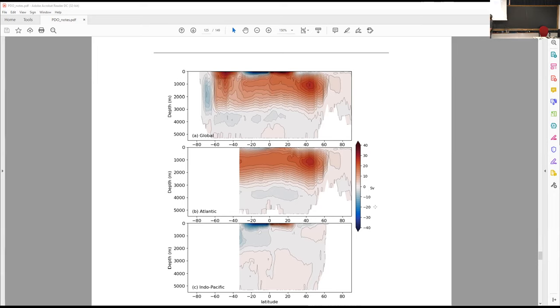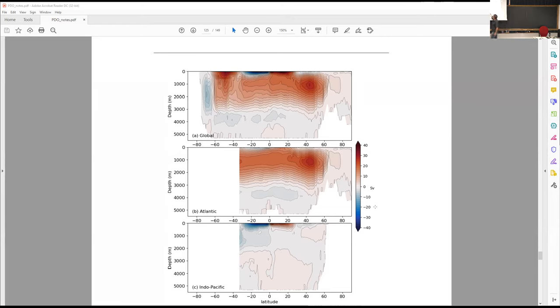Then you have a bottom cell, which is not very well reproduced in this model, but you see. So you have some deep convection in the southern hemisphere and then some anti-clockwise circulation below this upper cell. And that's the Antarctic bottom water produced in the southern hemisphere that is sinking in the Southern Ocean, and then filling the abyss, and then upwelling again in the Southern Ocean.